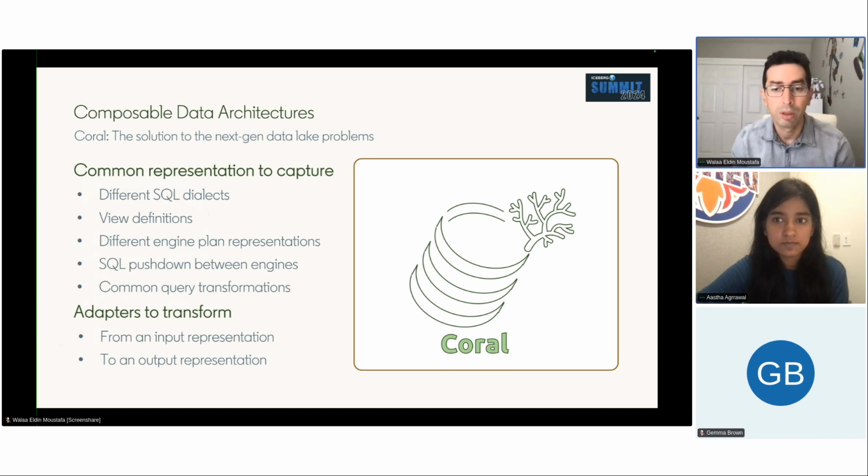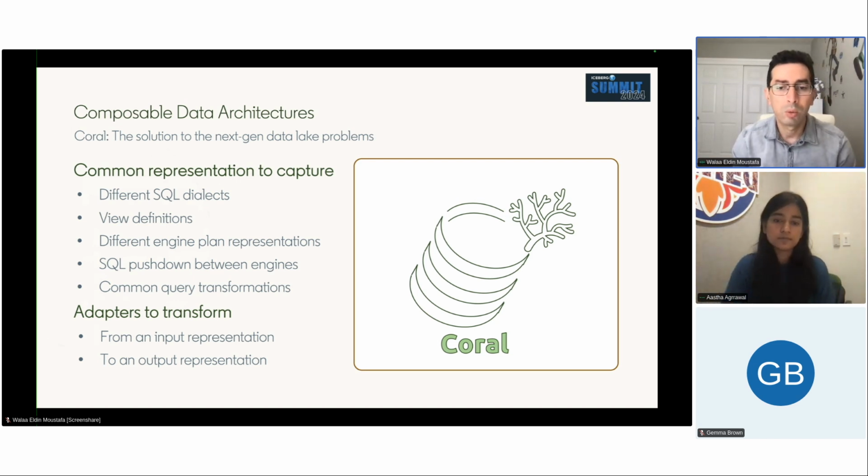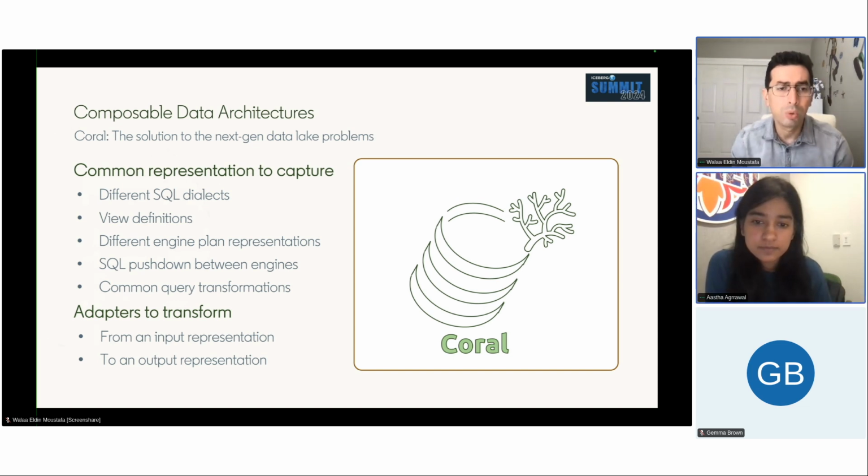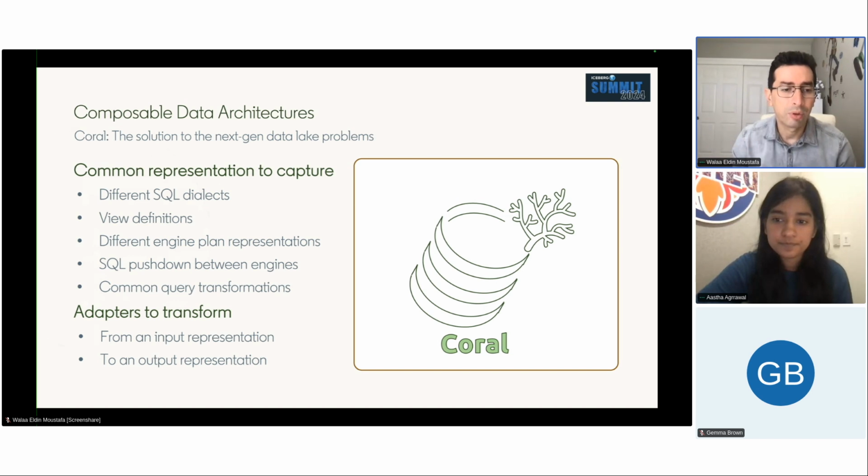So the logic part is one core component, and it is used in a standardized way, which we're going to see throughout the rest of the slides. In addition, there are a number of adapters that transform an input representation, which could be in SQL or some other relational algebra language, to that common representation, as well as adapters to convert that common representation to another output representation, which again could be SQL or some relational algebra language.